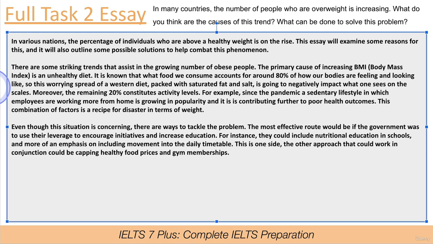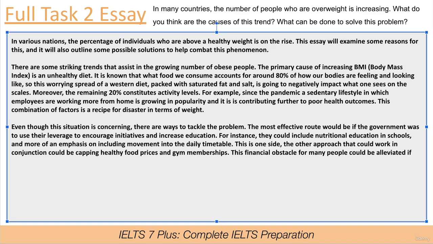Okay, so let's expand this a little bit more and talk about the financial obstacle. So this financial obstacle for many people could be alleviated. Let's check the spelling of that one. Alleviated, 2 L's.